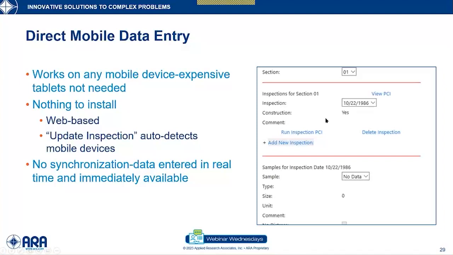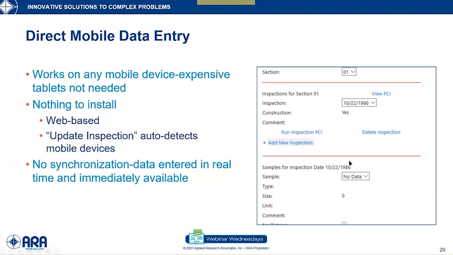That data goes directly into the database. There's no merging, no middleman, and if you've got multiple inspectors, if I enter data for Section 1 and you're entering data for Section 2, as soon as I flip over to Section 2, I see what you've entered, so we're not running the risk of overlapping or repeating each other's work. So no synchronization at all. This is all automatic, all straight to the database.